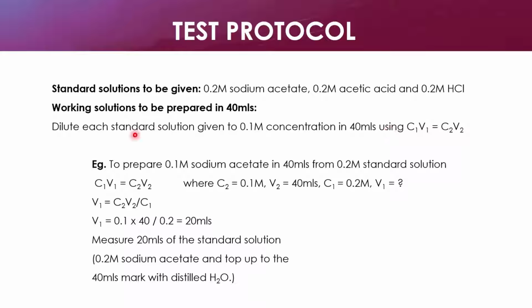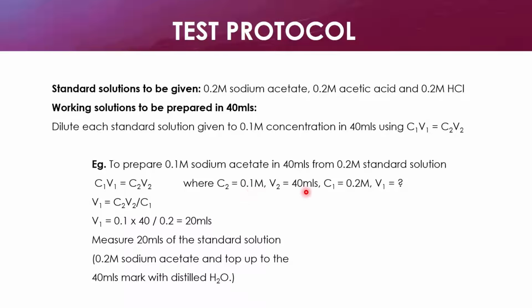So let's just look at an example. To prepare 0.1 molar sodium acetate in 40 ml from 0.2 molar standard solution, we use the equation C1V1 equals C2V2. Our C2 is given as 0.1 molar, V2 is the final volume, which is 40 ml. C1 is the initial concentration, which is 0.2 molar, and V1 is the volume of the stock solution needed to prepare the final concentration of 0.1 molar in 40 ml.